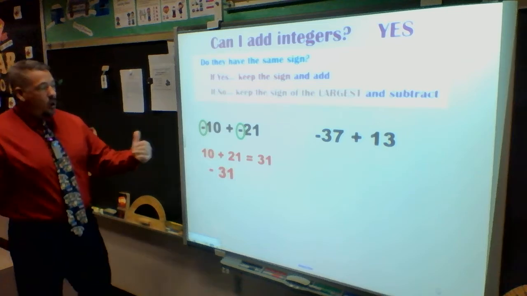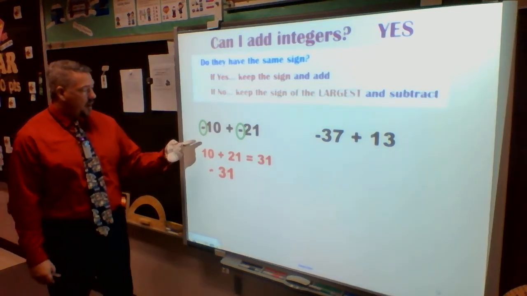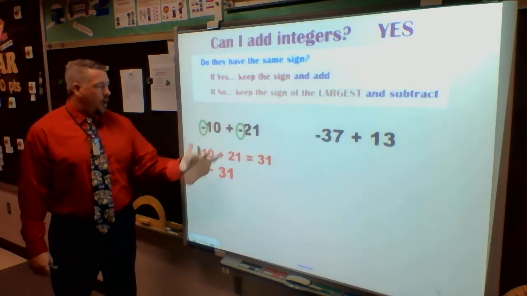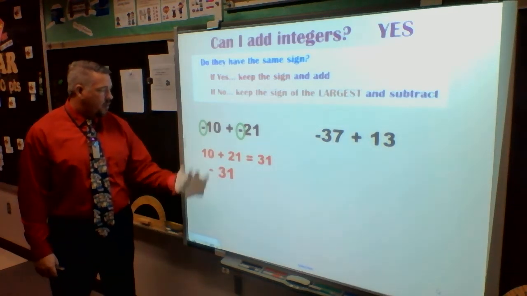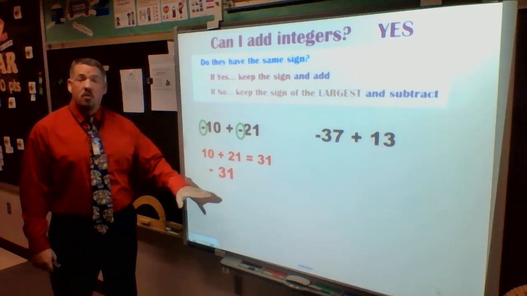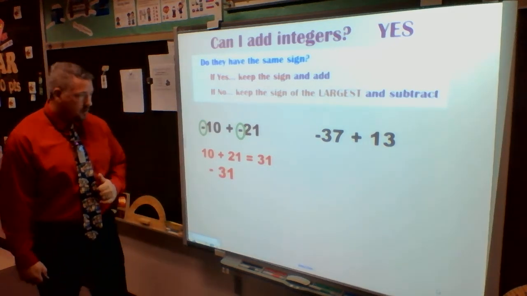So when I look at this, hopefully you went through the questions. Negative 10 plus negative 21: I can add, I have the same sign, I'm going to keep it, I add them together, 10 plus 21 is 31. Hopefully you got negative 31 as your answer.